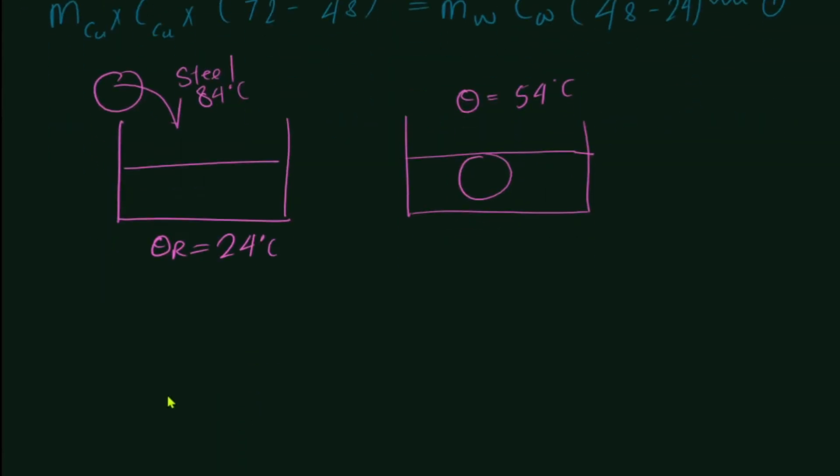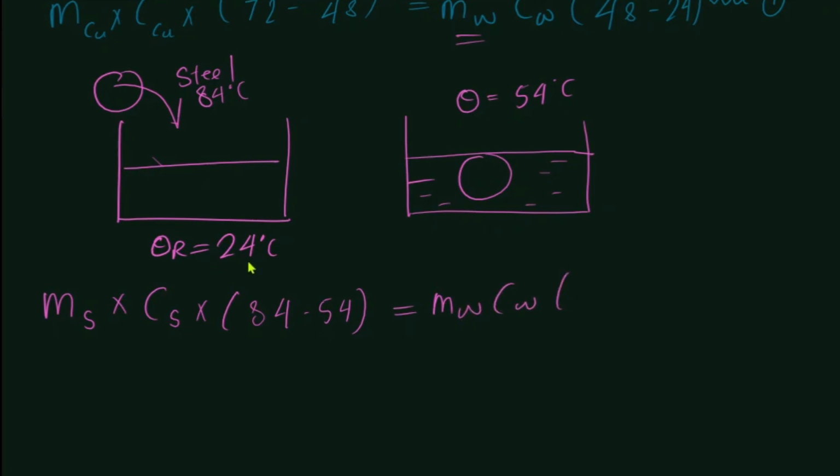So now for the second case, the heat given by the steel sphere is equal to the heat absorbed by the water, right? Let's assume the mass of the steel sphere is ms, and the specific heat capacity of the steel sphere is Cs. Its temperature varied from 84 to 54. So ms Cs times (84 minus 54) is equal to what? The mass of the water did not vary, it was the same old mw, cw.